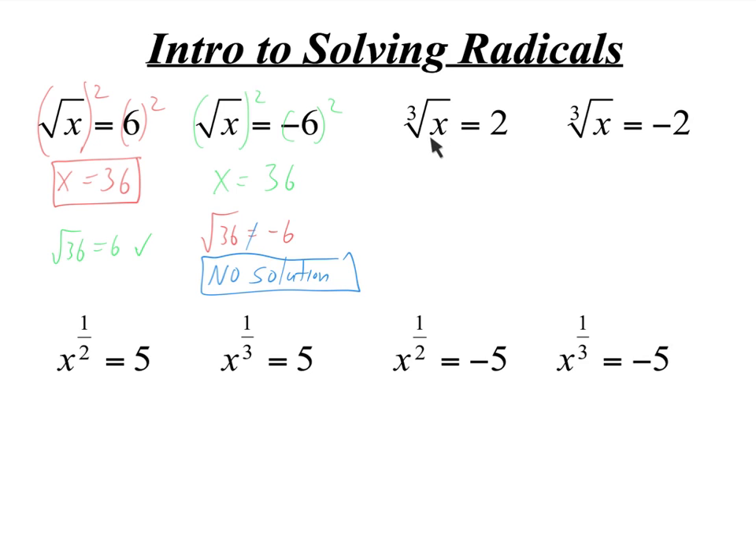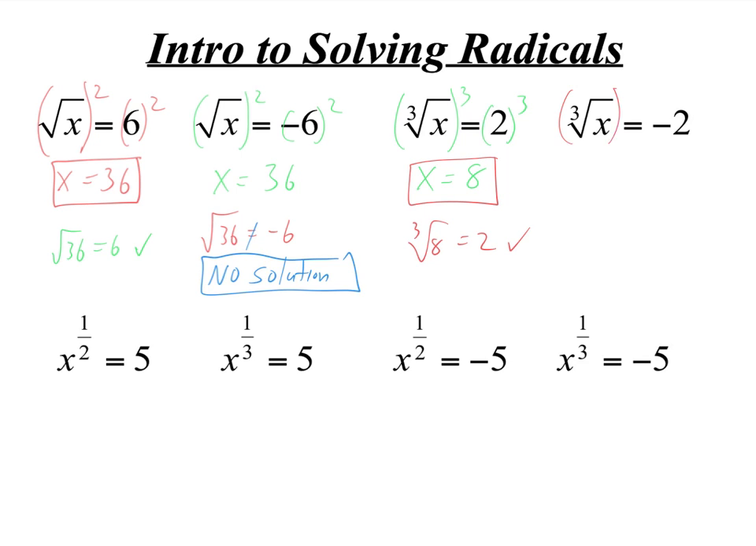Okay, the next one. How do you get rid of a cube root? Well, couldn't you cube it? Yeah. So could I cube both sides? That leaves me x equals 2 cubed, which is 8. And if you plug 8 in, is the cube root of 8 2? Yes, it is. So 8 is a good answer.